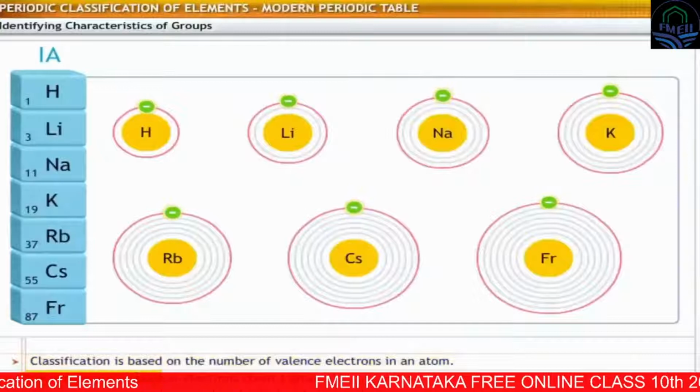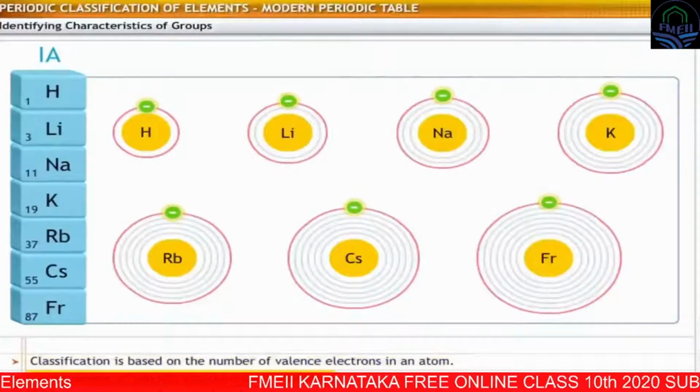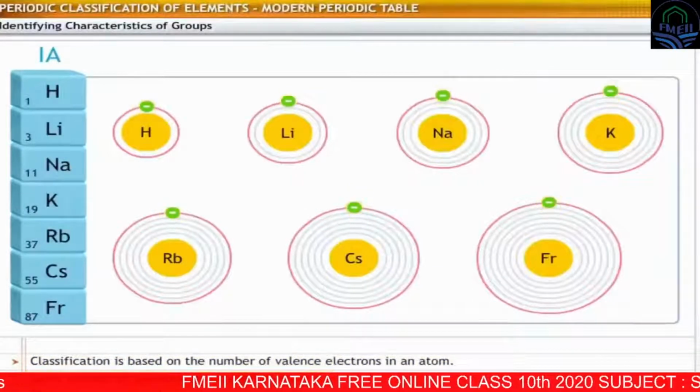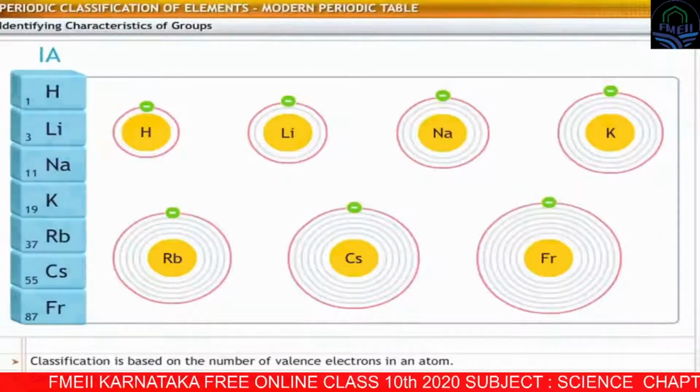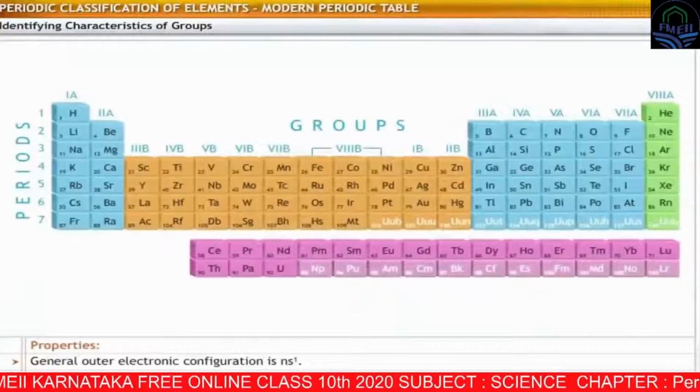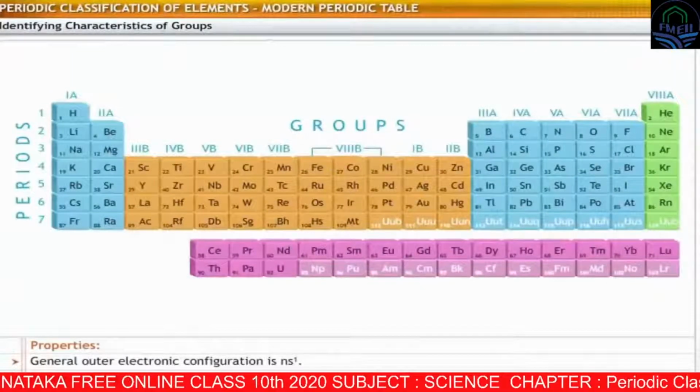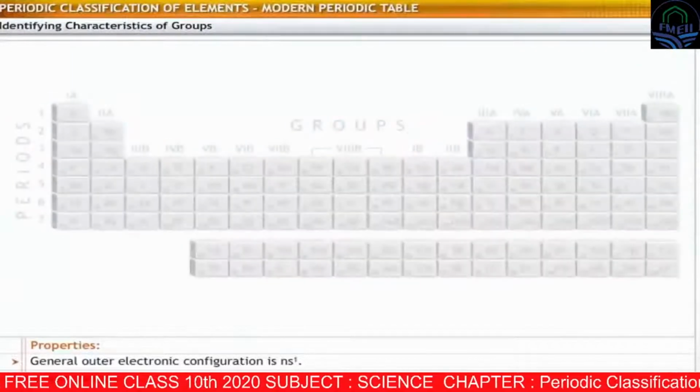The number of valence electrons of elements down a group is the same. Therefore, the elements in a group show similar physical and chemical properties. Let's take a quick look at the properties of the elements in each group to examine their similarities.